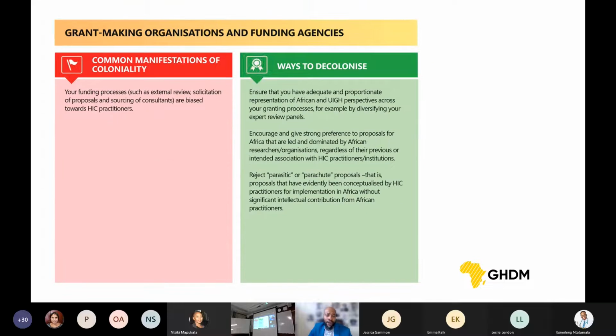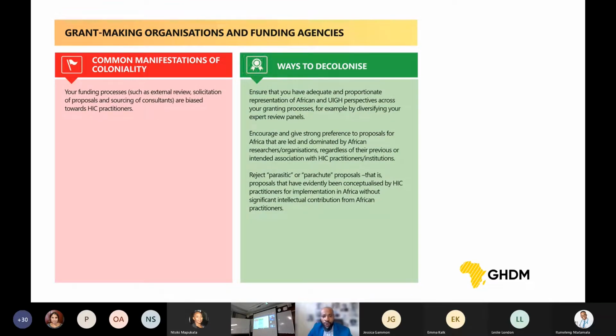Of course, like I said, funding is a major culprit, let me put it that way, of these power imbalances. And some of it is embedded into the funding processes, such as external review, where you have panels that don't understand the context, and are looking out for metrics and indicators that don't really represent the reality of our context. And so they make decisions that will always be skewed towards people who are familiar with their ways of thinking and their ways of doing things.